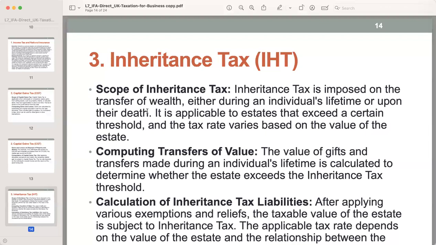Calculating transfers of value, we look at gifts and things you gave away during your life to see if they are worth a lot. If they are, they count towards figuring out the tax. After considering some things that don't count, we figure out how much of your estate is taxable. The tax rate changes based on what you left behind and who gets it.